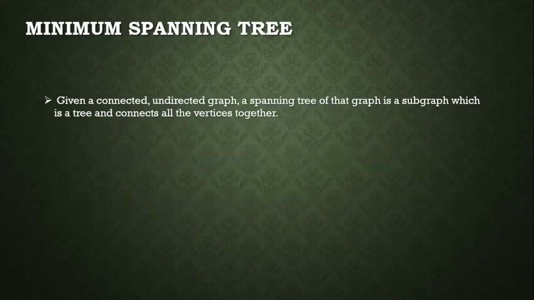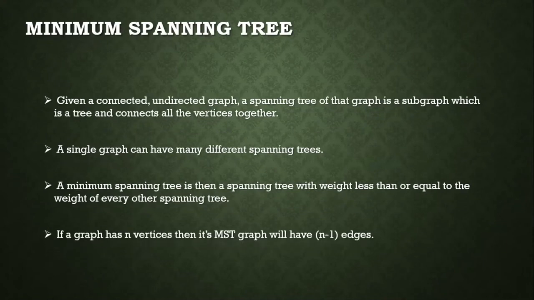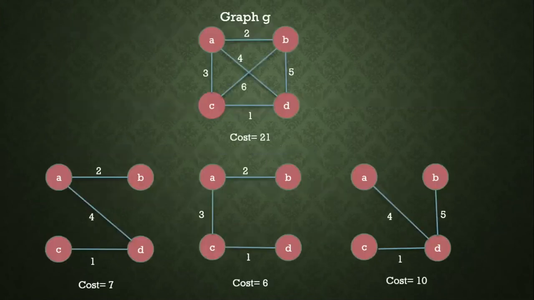Now, the minimum spanning tree. Given a connected and undirected graph, a spanning tree of that graph is a subgraph which is a tree and connects all the vertices together. A single graph can have many different spanning trees. A minimum spanning tree is a spanning tree with weight less than or equal to the weight of every other spanning tree. If a graph has n vertices, then its MST will have n minus 1 edges. We'll make that clear in the next example.